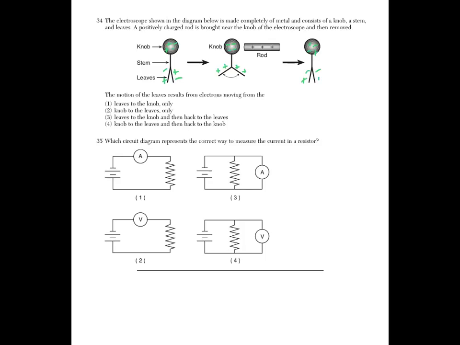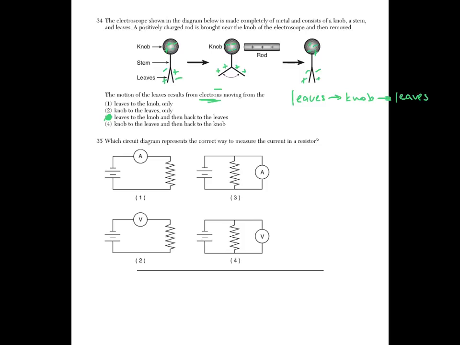Negatives and positives. So we're talking about the movement of the electrons here. So these are those negative charges. The negatives start out somewhere in the leaves, and they go to the knob, and then they go back down to the leaves, somewhere interspersed throughout. And that's choice 3. Got to read this carefully.